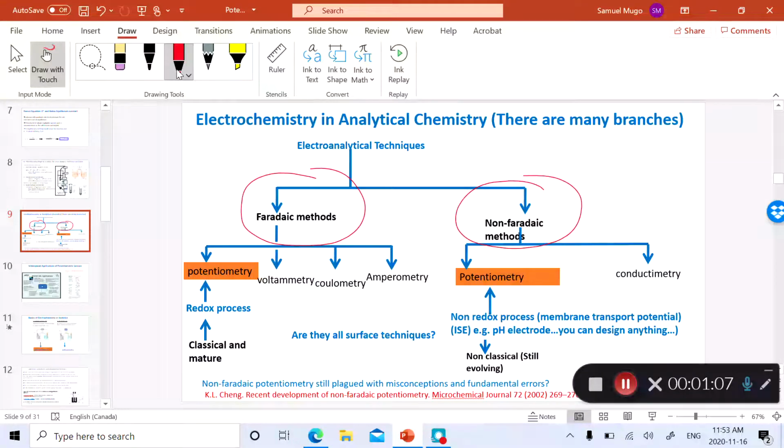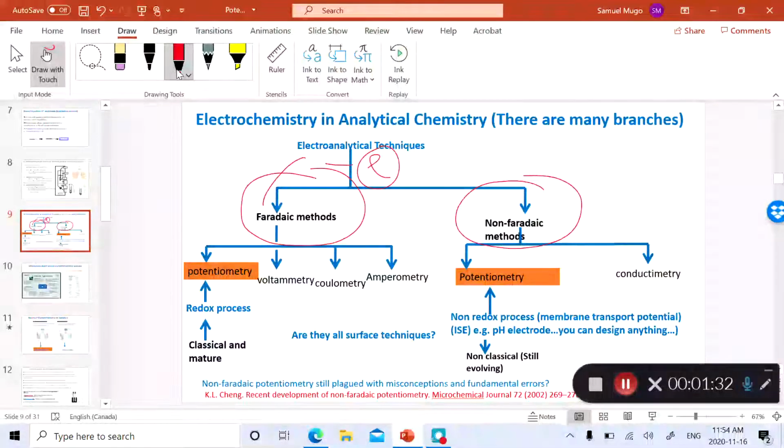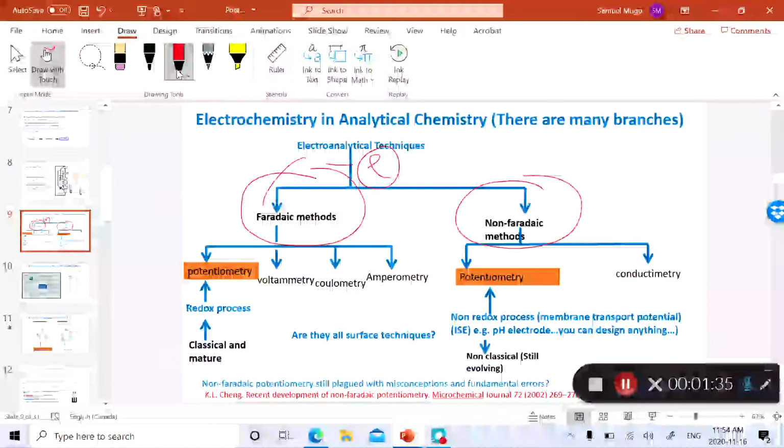So the Faradaic method just means that reduction and oxidation is happening. So there is current that is being transferred from the anode, where oxidation happens, to the cathode, where reduction happens. So, reduction and oxidation is happening.